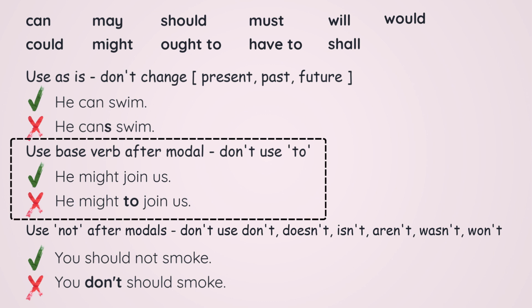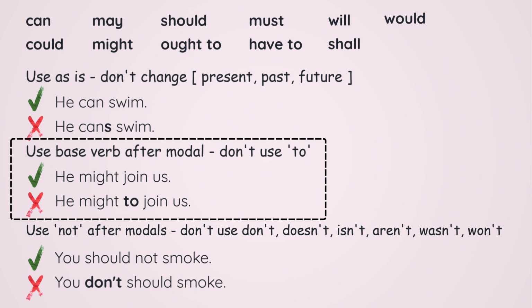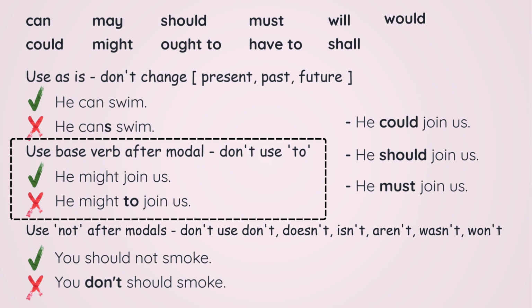Second, use the base form of the verb after the modal. Don't use to. What do I mean by that? For example, you should say, he might join us, not he might to join us. Okay, this is a really common error, so make sure you don't make this one. So don't use the full infinitive to join after a word like might. Just use the base form of the verb, which is join. He might join us. He could join us. He should join us. He must join us, and so on, without to. Alright? Very good.